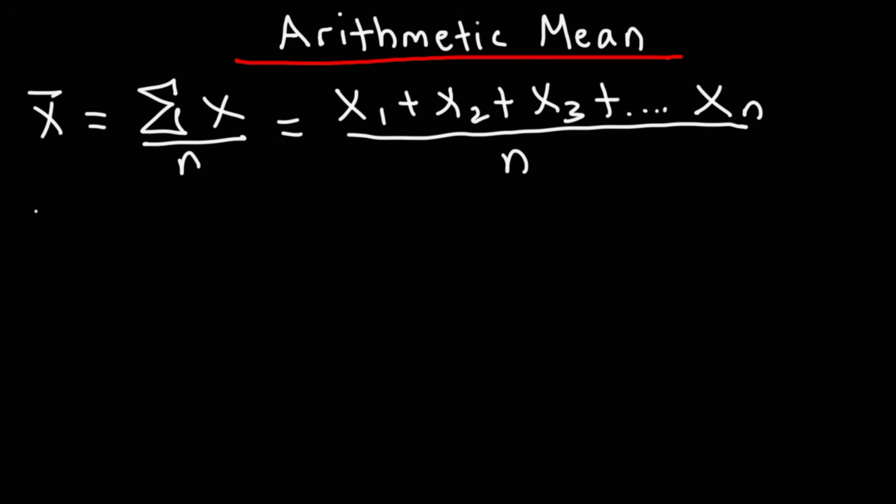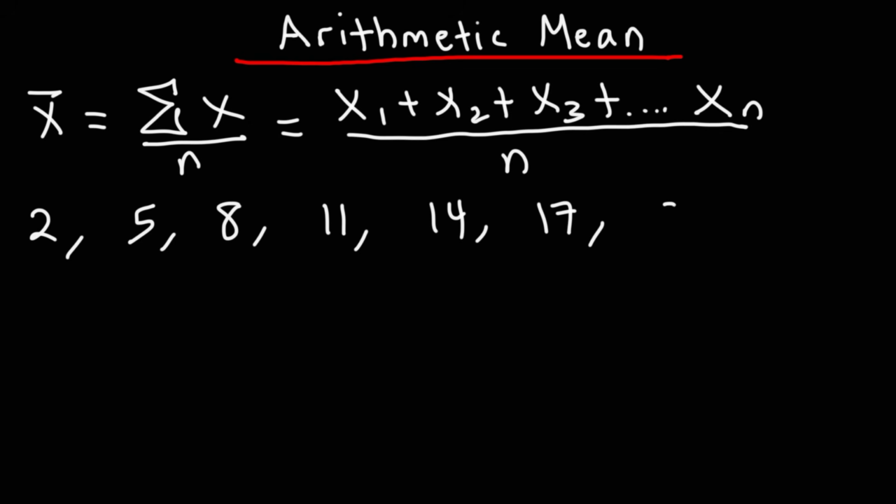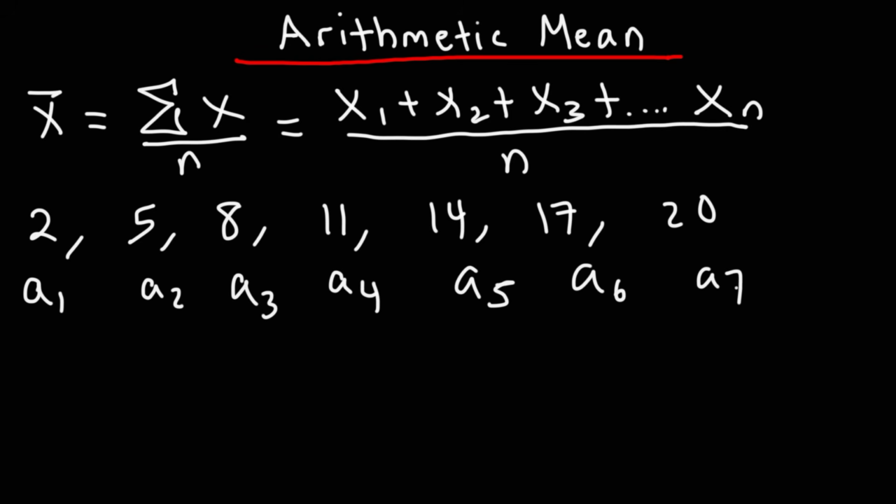Now let's say we have an arithmetic sequence. Let's say we have the numbers 2, 5, 8, 11, 14, 17, and 20. The first term is 2, the second term is 5, the third is 8, and so forth. Each term is separated by a common difference of 3.